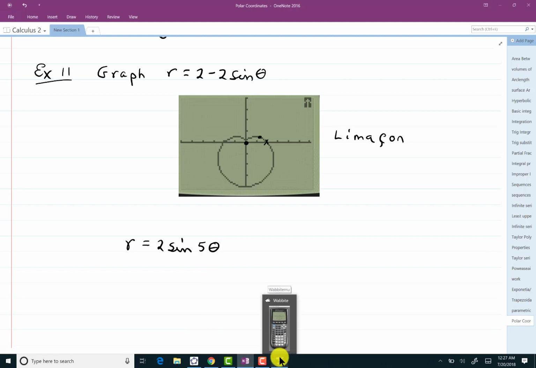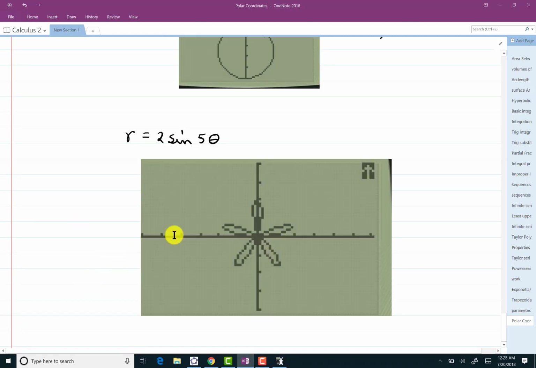R equals 2 sine of 5 theta. In this graph, they would call this a 5-leafed rose. So what happens is every 2 pi over 5, this thing comes back to 0 again. Well, you can see, actually every pi over 5 it does it, because if I put pi over 5 in for theta, sine of 5 pi over 5 is 0.